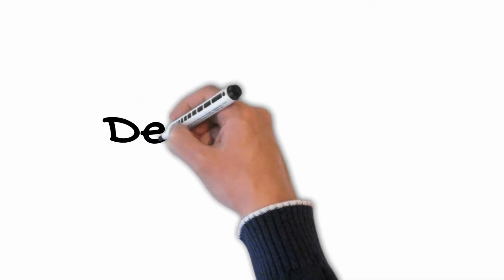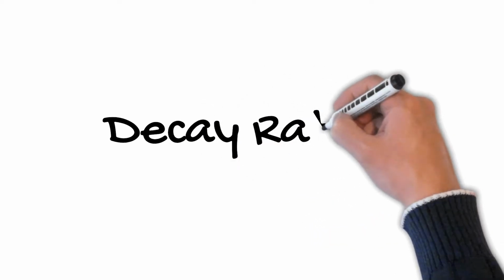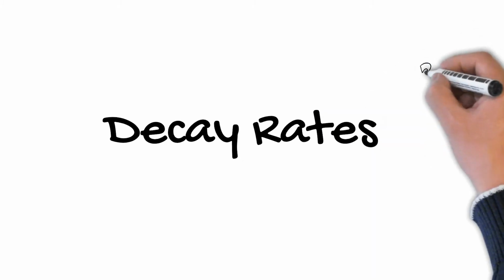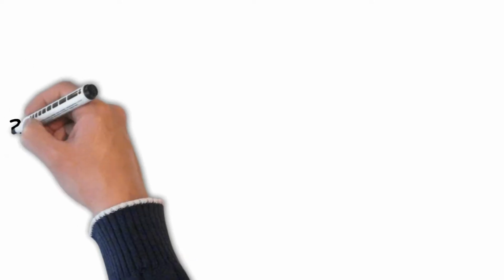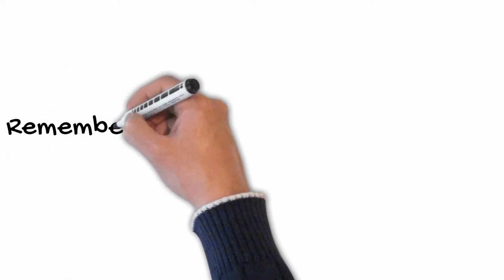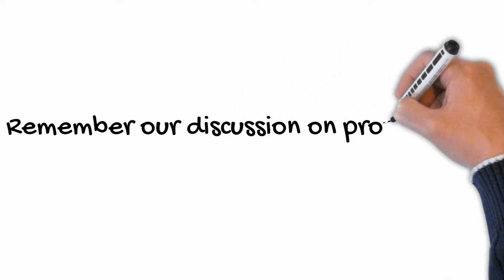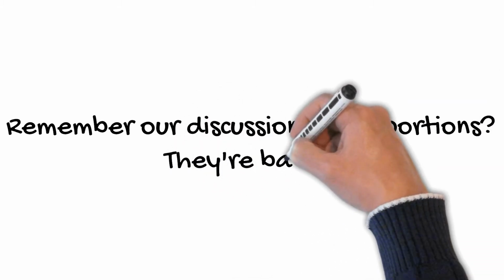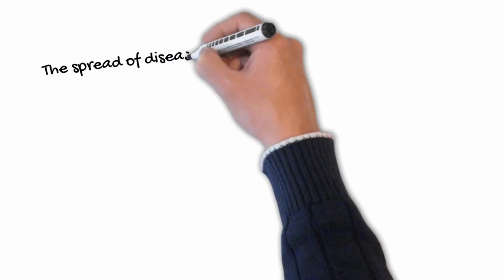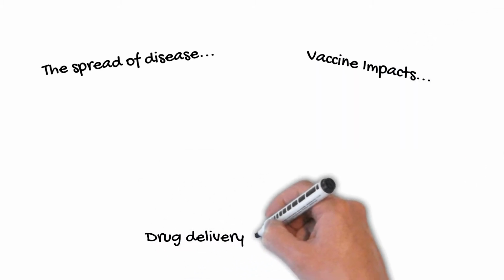Our final module in this short series is to look at decay rates, which are in some sense the opposite to the growth rates, but there is much in common. There is much regarding them that is similar. And one of the things we want to look at here as well is proportions, because again, we've talked about proportions all the time, and proportions are back here again, because the spreading of the disease and also impacts of vaccines have a lot to do with proportions.